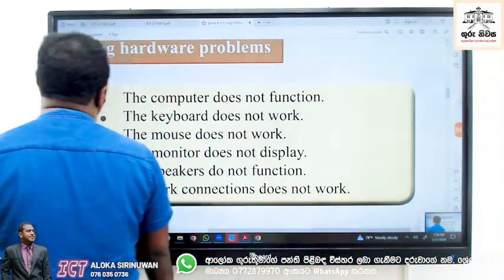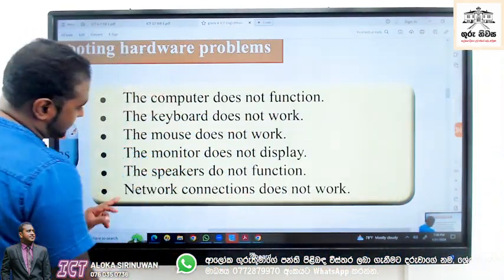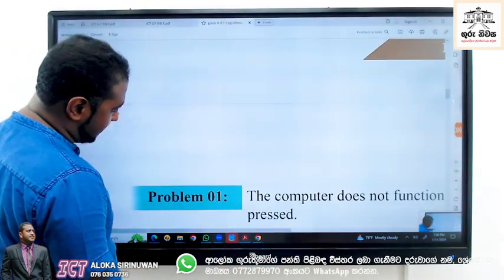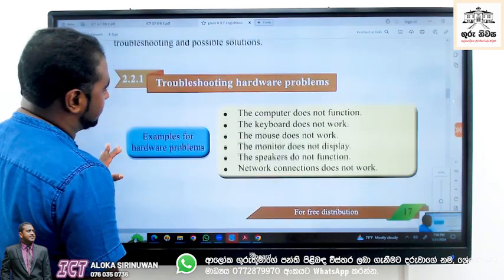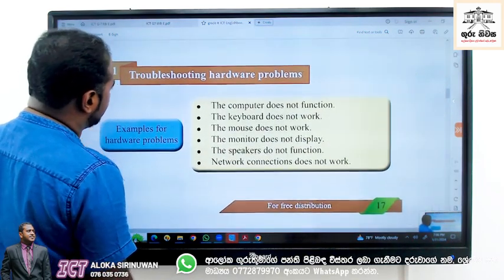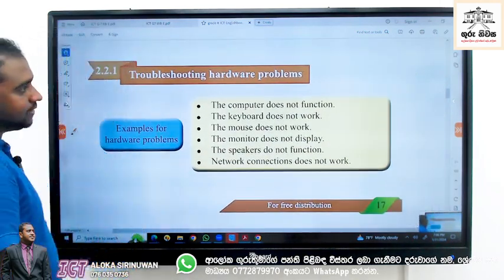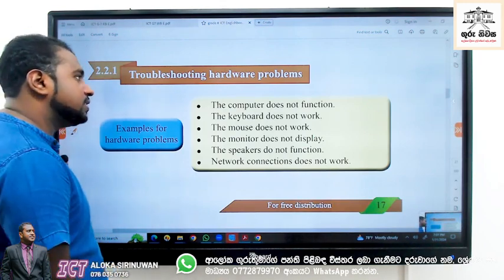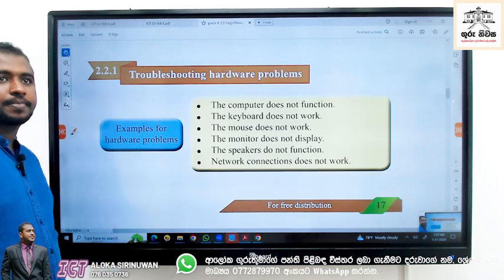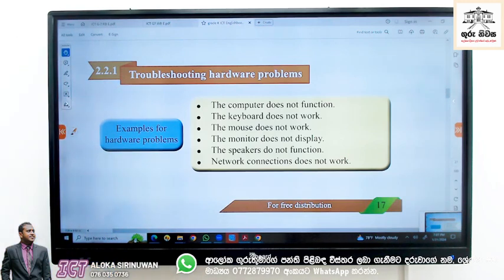Okay, so those are the hardware problems. First we write them. All of you take out your black color pens and write down the big title in big letters: Troubleshooting hardware problems.